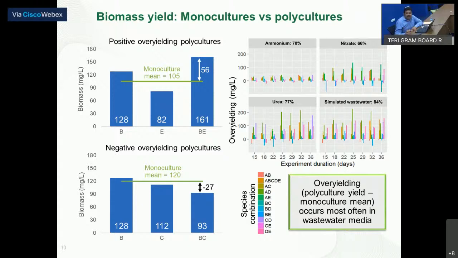So for all these things, the ammonium, nitrate, urea, and the simulated wastewater, we are showing those values here. And we saw that in simulated wastewater, where all those kinds of nitrogen sources are there, we are getting much more of the polycultures showing positive overyielding. But the question is, why don't polycultures always show high biomass yield? So we try to correlate those things in the next graph.